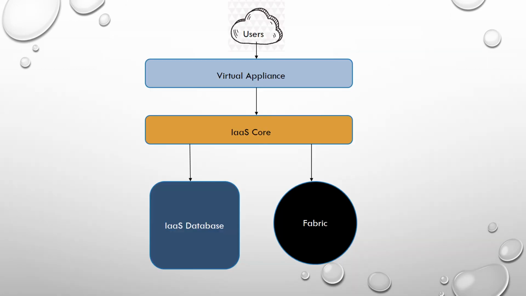This deployment will have a virtual appliance whose portal the users will access. Also, an infrastructure core component that will host all the IaaS components except for the IaaS MS SQL database. The IaaS MS SQL database will be deployed on another Windows virtual machine.